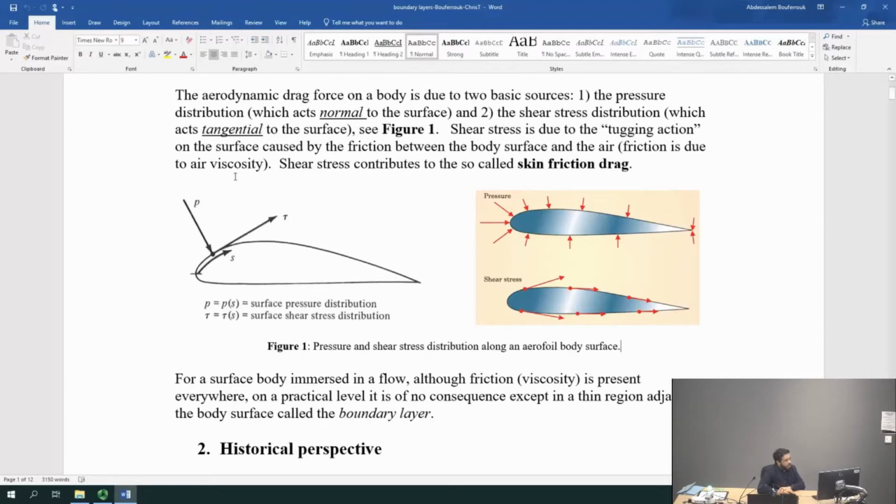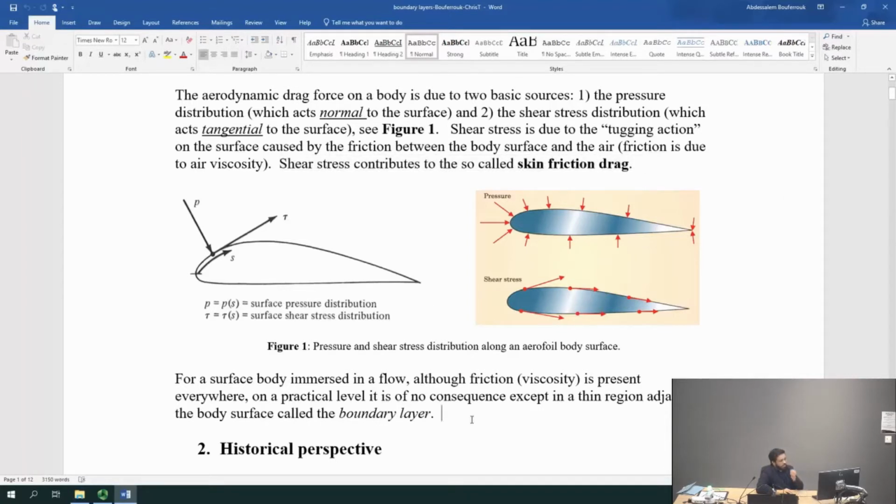So, just to say here that this skin friction is the result of viscosity. The air is viscous, it causes the skin friction distribution, or the shear stress distribution. The shear stress distribution itself will lead to something called the skin friction drag, which we will talk about. So a big part of this lecture is really calculating things like skin friction drag, skin friction coefficient. Okay, so that's quite important.